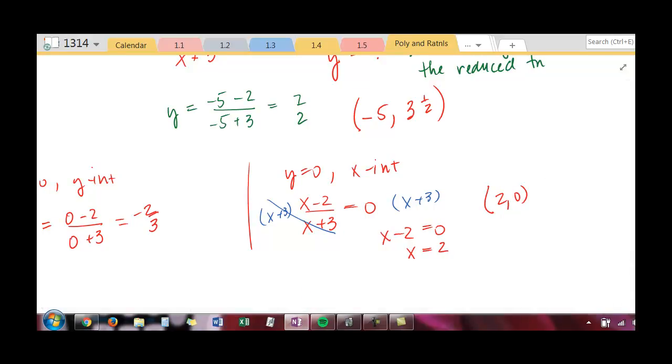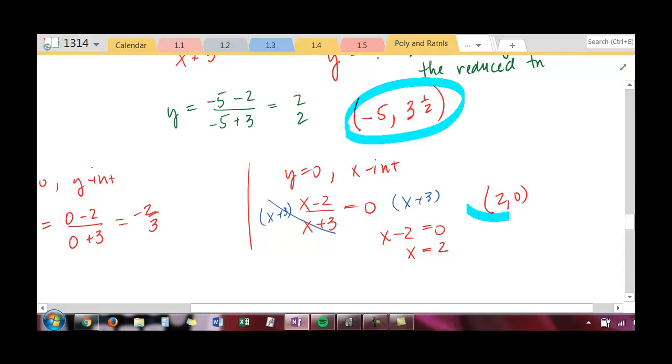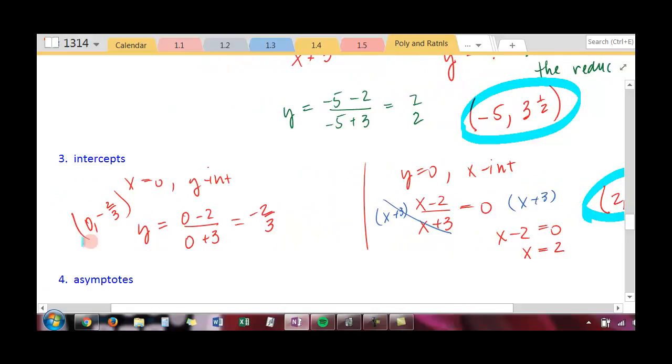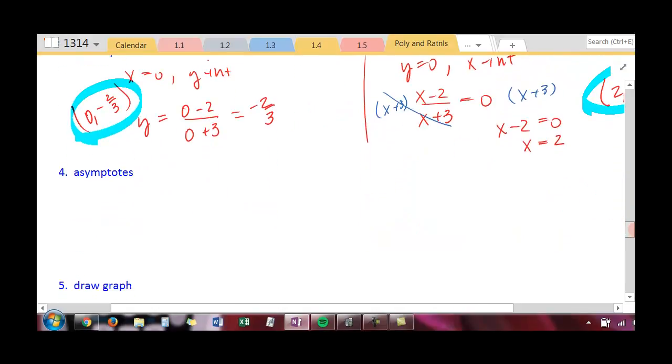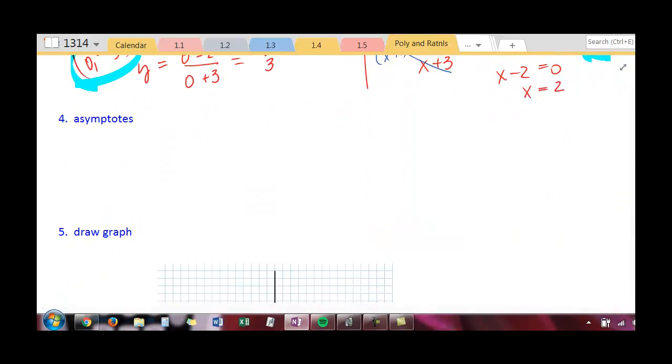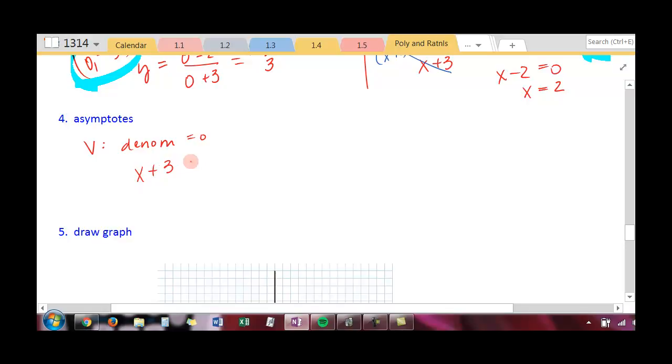So now I have a hole in my graph, an x-intercept, and over here a y-intercept. And the last thing we want to look at are the asymptotes. The vertical asymptote, again, is where the denominator of my reduced function is equal to 0. The denominator is x plus 3, and therefore it is equal to 0 at negative 3. So I have a vertical asymptote occurring at x equals negative 3.